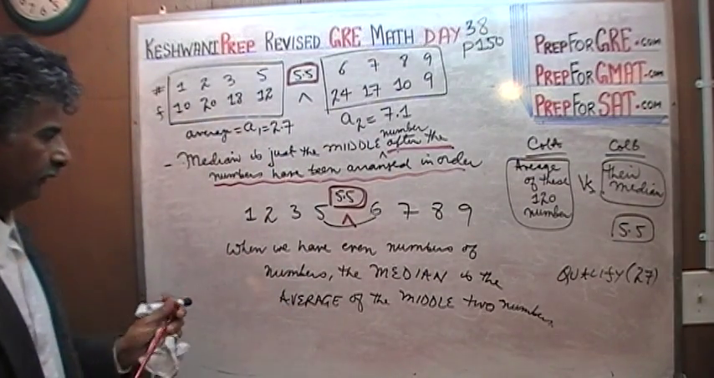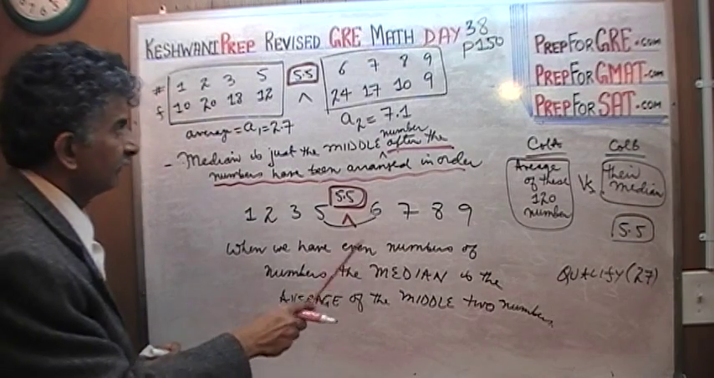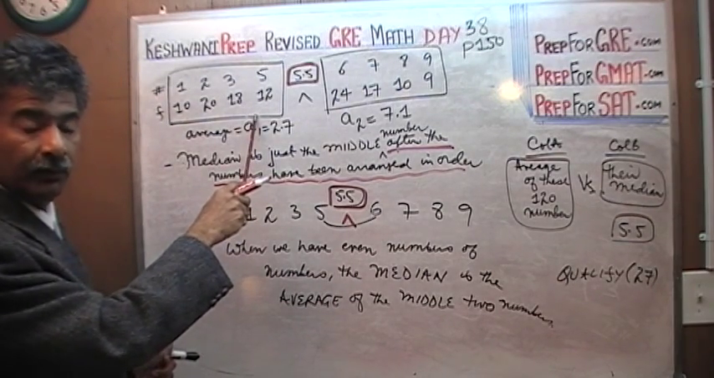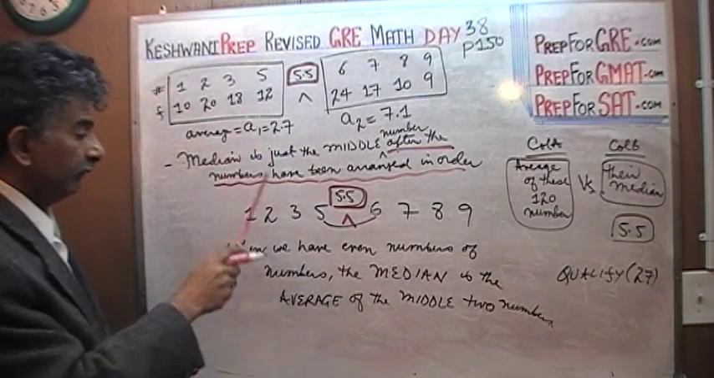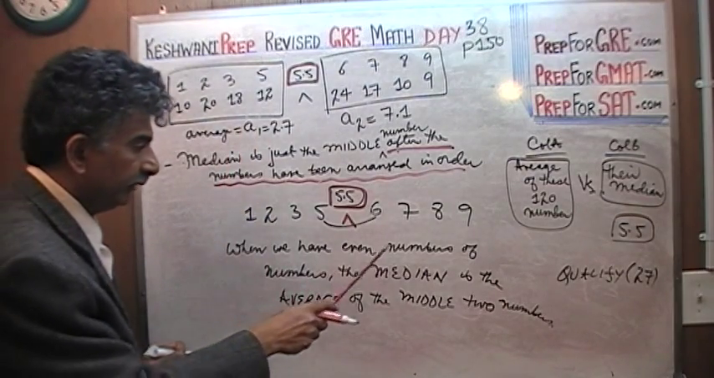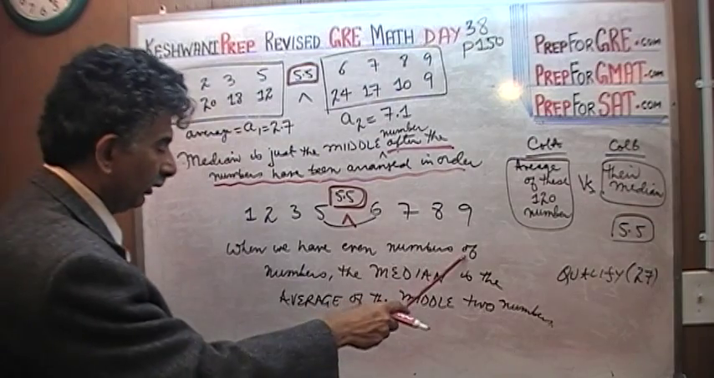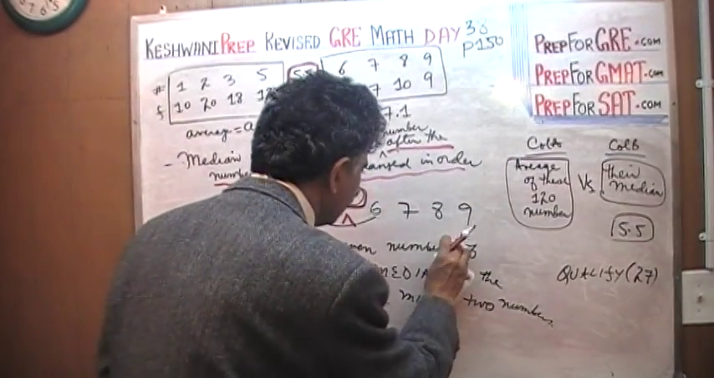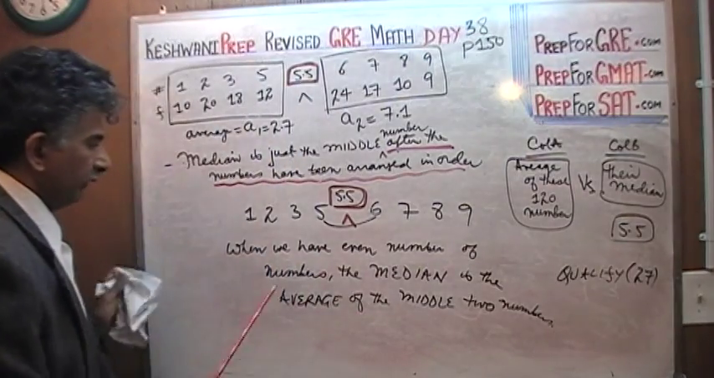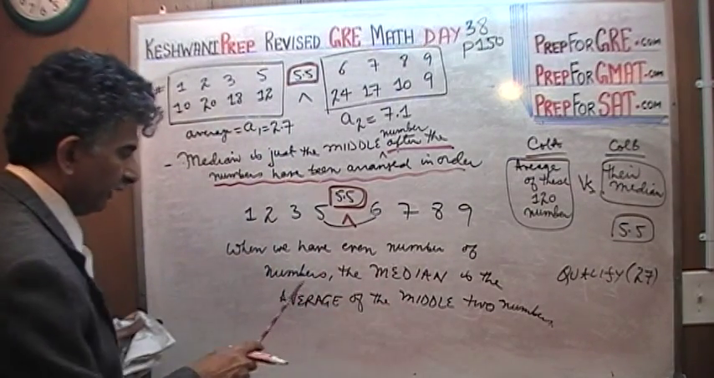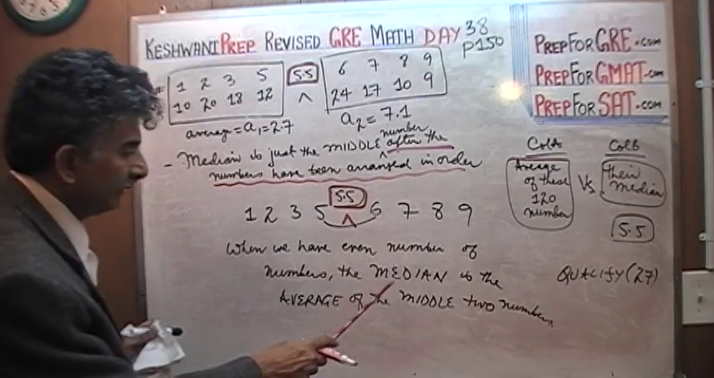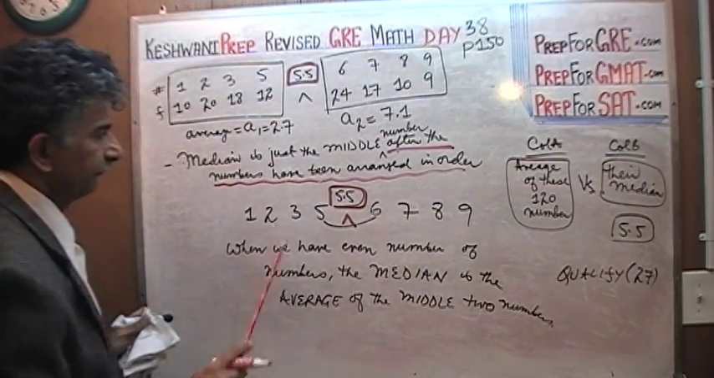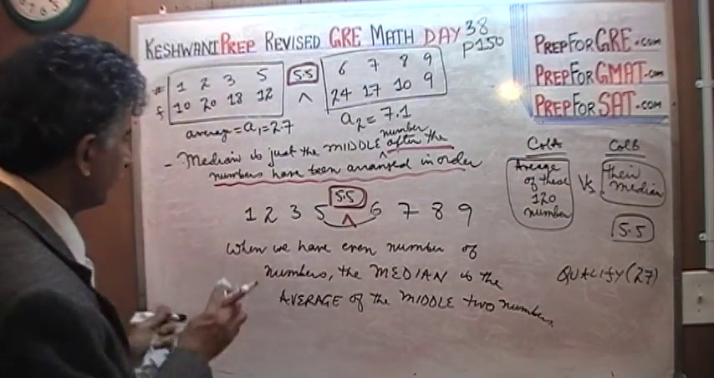So when we have an even number of numbers like we have here, it's an even number of numbers because we have 120 numbers. When we have an even number of numbers, the median is the average of the middle two numbers right here. That's it, we're done with it. Let's talk about the average.